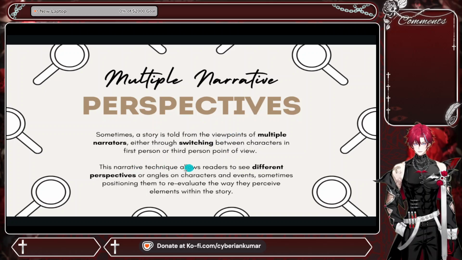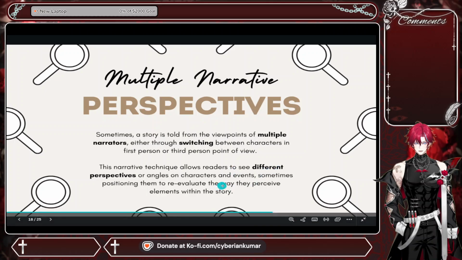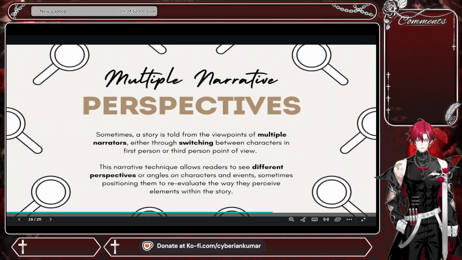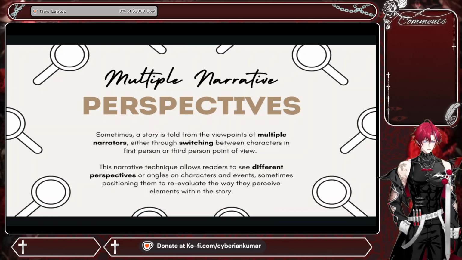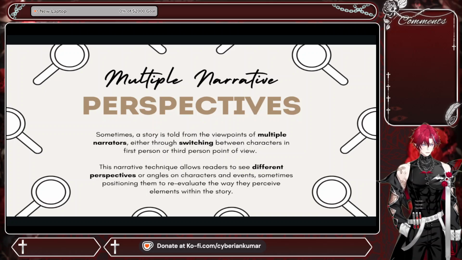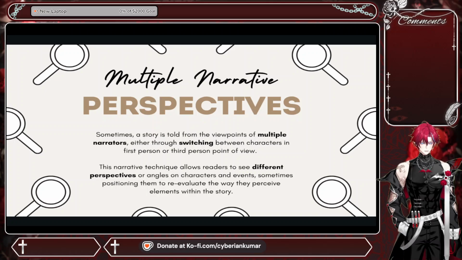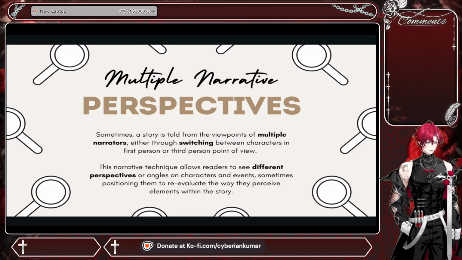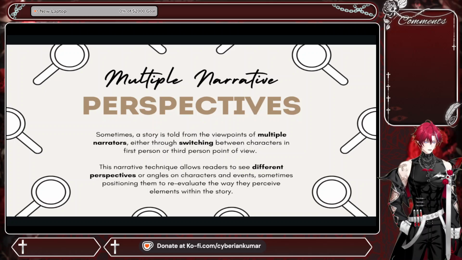And the narrative technique allows the user to see different perspectives and angles on one character's event, sometimes positioning them to re-evaluate the story, the way they perceive the elements within the story. So if you are switching from third person to first person, or even from third person omniscient to third person limited narrative, you could revisit the previous scenes or events with a different perspective and re-evaluate things. This is usually useful when you're ending the story, or showing something to clarify what actually happened in the story before ending the game.